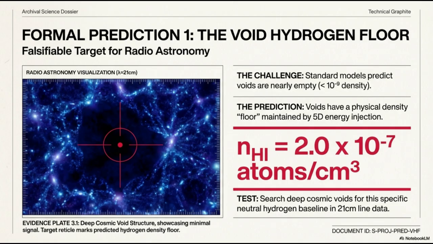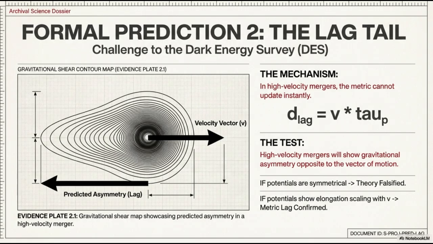And one of those digital flags, one of those predictions, feels like it could be tested almost immediately. The void hydrogen floor. I agree. This is the one I'd be watching over the next year. So the standard model says the giant voids in space, the empty bits between galaxy filaments, are, well, empty. It's as close to a true vacuum as you can get. Almost zero density. But S-Matter says no. Because of that hydraulic inflow, that constant drip of energy from 5D, you can never get to zero. There has to be a minimum density, a floor. And the number they predict is approximately 2.00 times 10 to the 7 atoms per cubic centimeter. Which is, what, a couple hundred times denser than what standard theory would expect to find there?